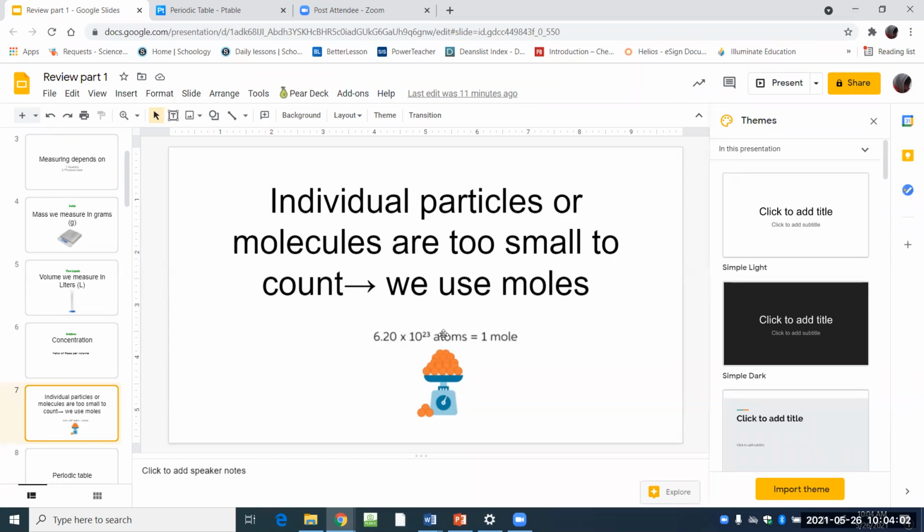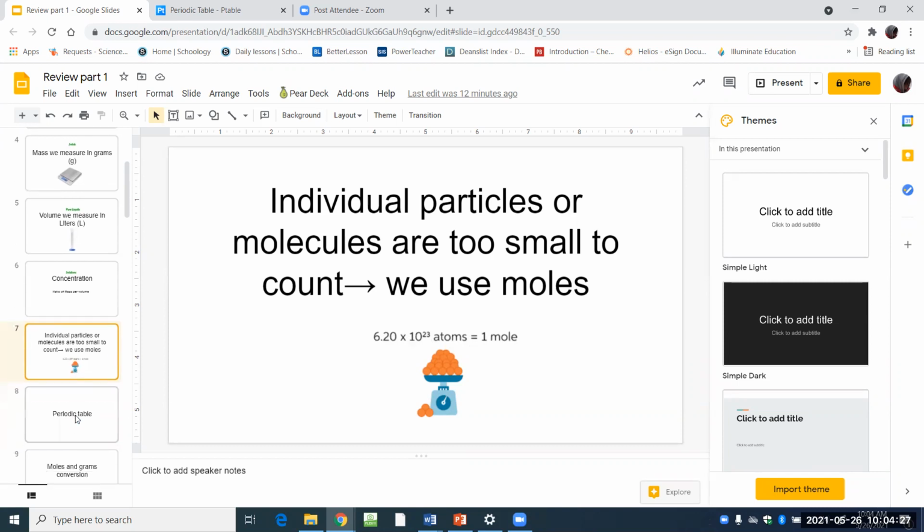It doesn't matter what it is, if it's atoms, pens, molecules, whatever. It's the same thing as a dozen being 12, no matter what it is. One mole is 6.02 times 10 to the 23rd of whatever. The one point I wanted to make is that this number is extremely large, right? 23 stands for the zeros behind this number, so it's a really, really large number.